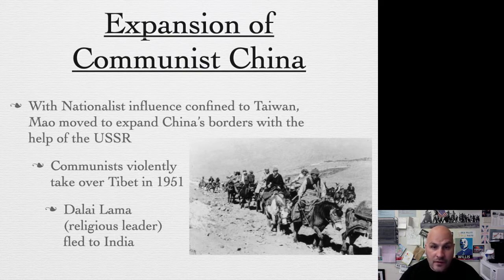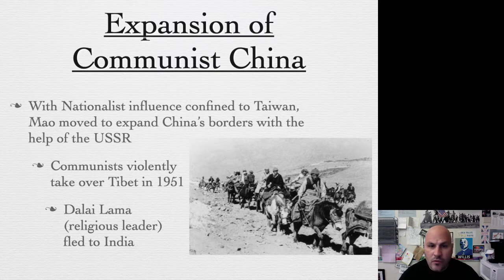Now that the communists have put a stranglehold of power on the Chinese people, they're going to try to expand their borders. They're going to try to do what the Japanese had done, what all the other European, Western powers had done during the imperialistic age. They're going to try to take land that was not theirs and claim it for themselves.